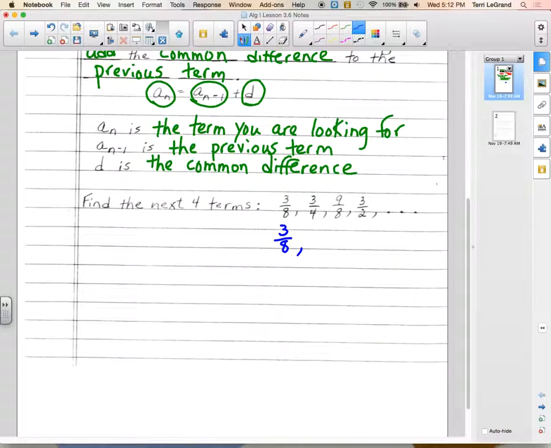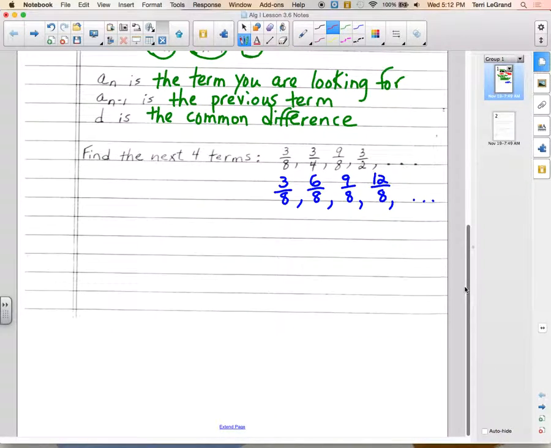3/4 can be renamed as 6/8. 9/8 doesn't need to be renamed, and 3/2 can be renamed as 12/8. So now we have our arithmetic sequence renamed as eighths, so we can find the common difference easier.